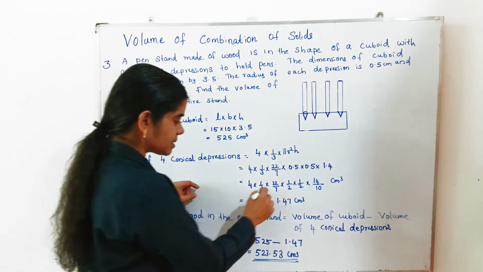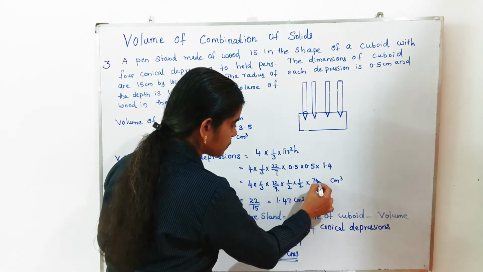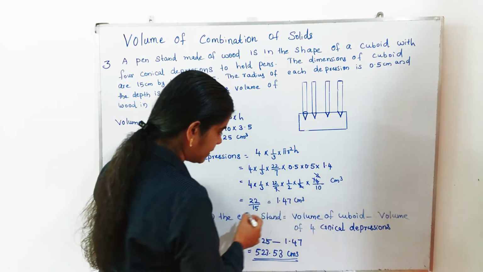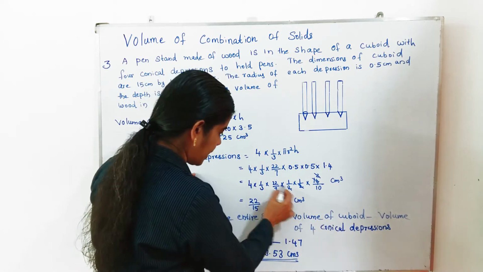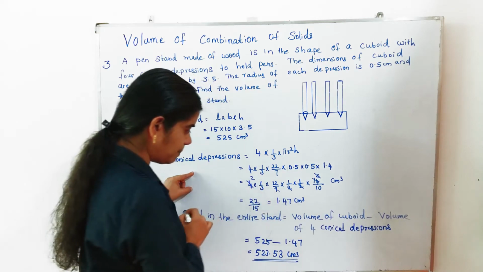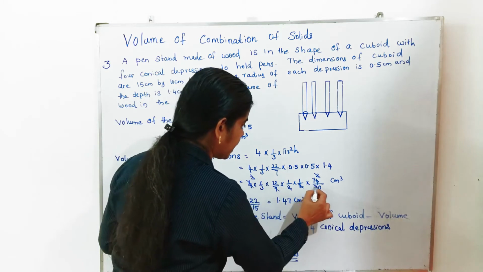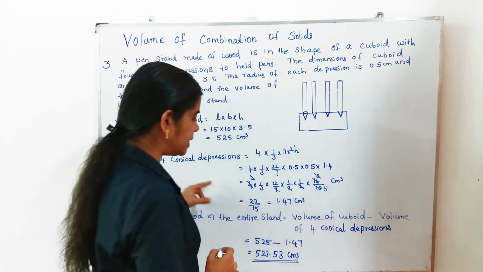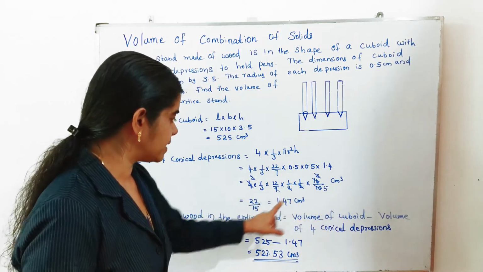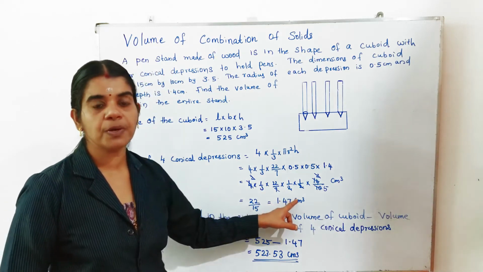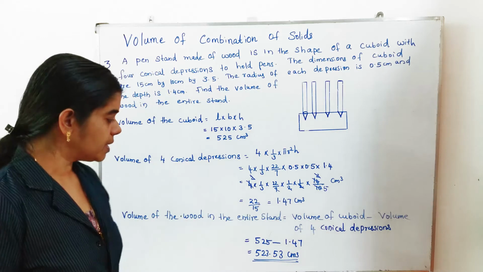Then we can cut this 7. How many times? 14, 2 times. This 1, 2 and 2 we cut. Then this 2 and this 4 cut, we got 3. Then this 2 and 10 we can cut, that's equal to 5. Then denominator we got 3 into 5, that is 15. Then top 22 by 15 you got, that is equal to 1.47 centimeter cube.